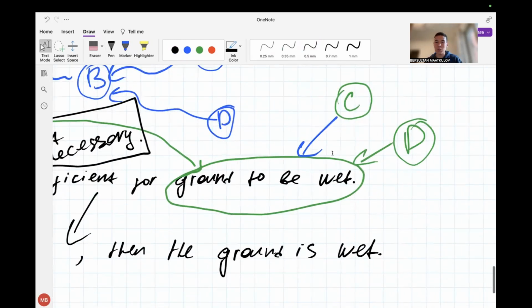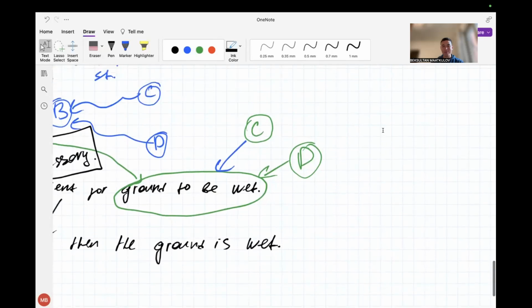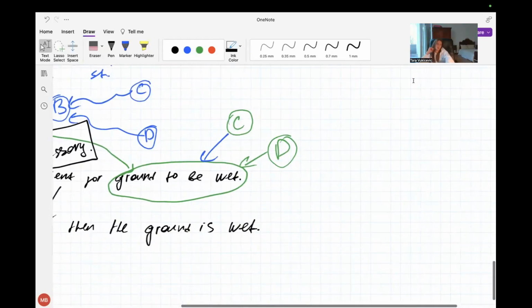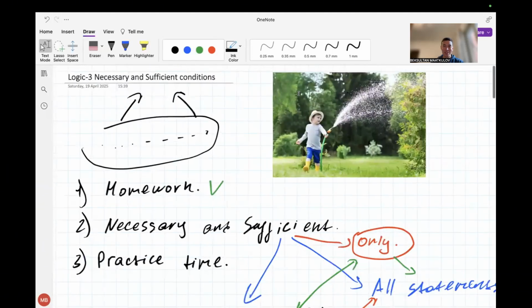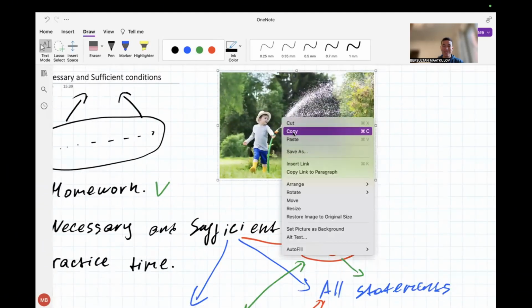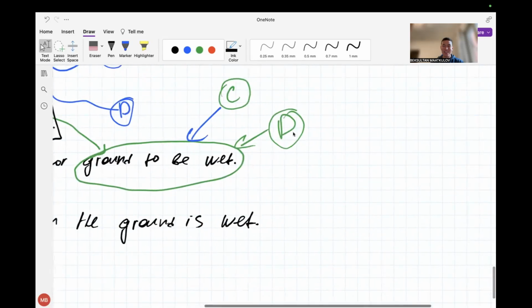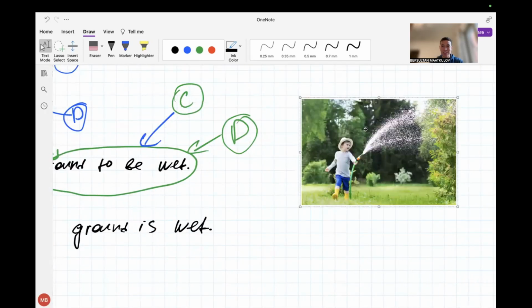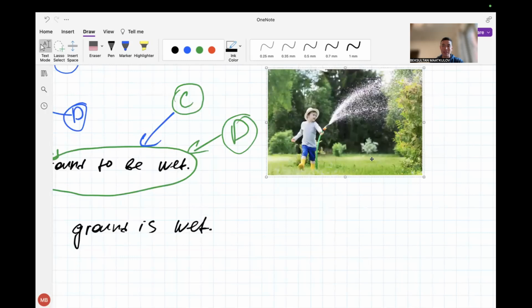What is the other way to make the ground wet, guys? What do you think? Like water in the ground. Yeah, like for example, at the beginning, do you remember we had this small picture? So basically this is the other way to make the ground wet. For example, there is a small boy that is watering the ground. So let's imagine that this is C, another way, and so on and so forth.